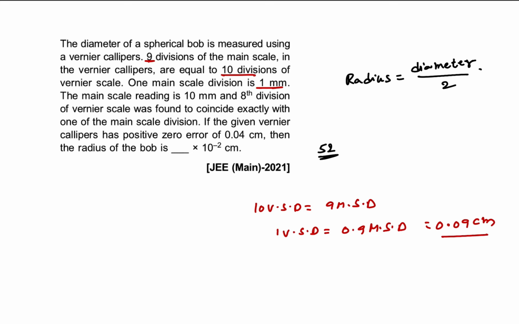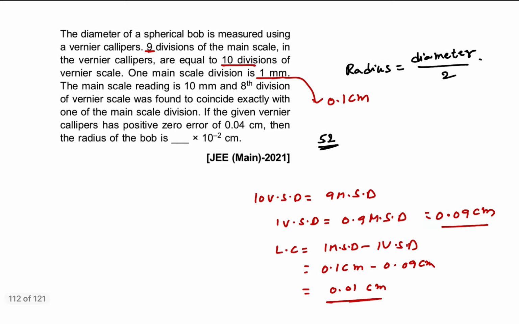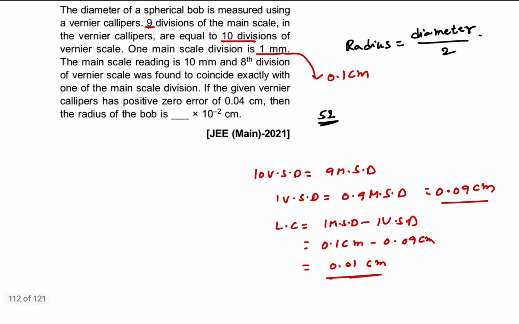Okay. Next one, you need to calculate the least count. Least count is 1 MSD minus 1 VSD, you can write. 1 MSD is actually 1 millimeter, which is 0.1 centimeters. I am writing 0.1 centimeter minus 0.09 centimeter. We will get 0.01 centimeter as the least count. I got the least count value.